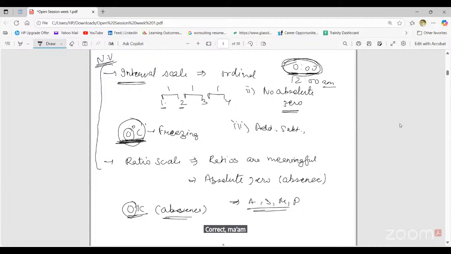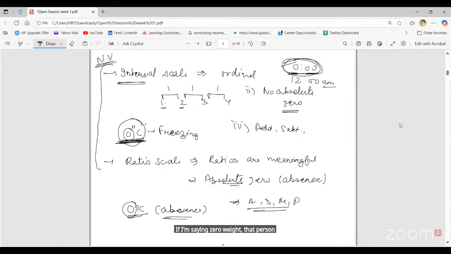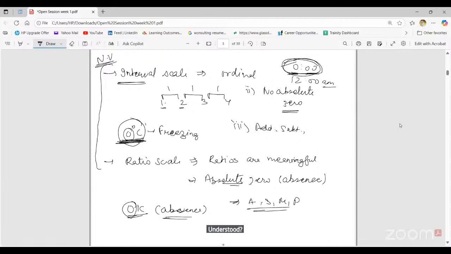No absolute zero. But in ratio scale, absolute zero means that zero means absence. If I'm saying zero weight, that person is not there. Right? Zero height, that person is not there. Understood? Understood, ma'am. Thank you, ma'am. Okay, then.